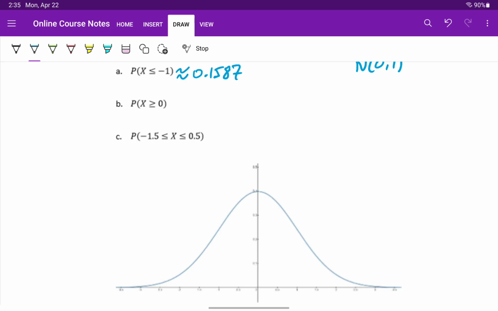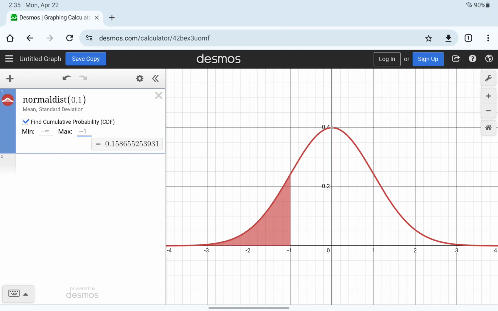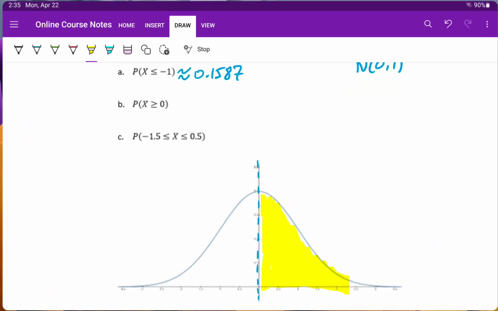Similarly, if we consider the probability that x is greater than or equal to 0, we'll find x equals 0 as our boundary line, and then shade, in this case, everything above that line, all x values greater than that line. And that area will represent our probability. We haven't updated the mean and standard deviation of our distribution, so the only thing that we need to change is that our minimum should be 0, and we get a probability of 0.5, which makes sense because what we're considering is half of the distribution.